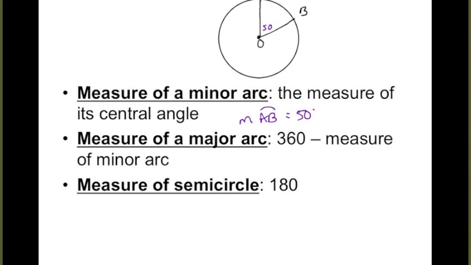The major arc, which with our drawing we had defined as ACB in this picture, would be 360 minus the minor arc. It's the rest of the circle. So a whole circle is 360. If the short way from A to B is 50, then the long way would be 310. A semicircle, being half of a circle, would be exactly half of 360, or 180.